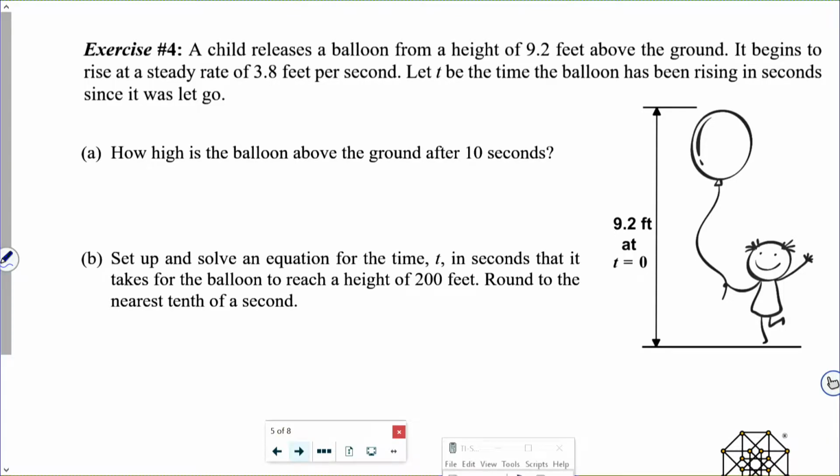A child releases a balloon from a height of 9.2 feet above the ground. It begins to rise at a steady rate of 3.8 feet per second. Let t be the time the balloon has been rising in seconds since it was let go. The first question simply asks, how high is the balloon above the ground after 10 seconds?